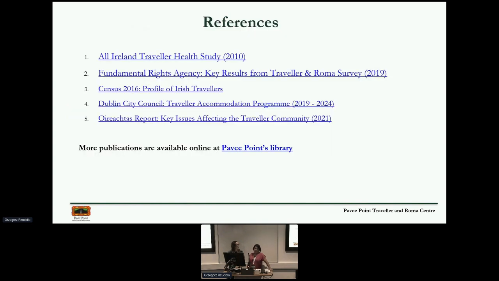Exactly. So these are just some references if people want to learn more about traveller health inequalities or the profile of Irish travellers in Ireland. And also just to plug that we have an online library that has a wealth of resources if people are interested in learning more. And my colleagues in the audience also want me to plug an event that our organisation is having on Friday, which is a national event for Culture Night in Ireland. For anyone who's travelling and is here until Friday, it might be of interest if you want to learn more about Irish travellers and Roma culture.